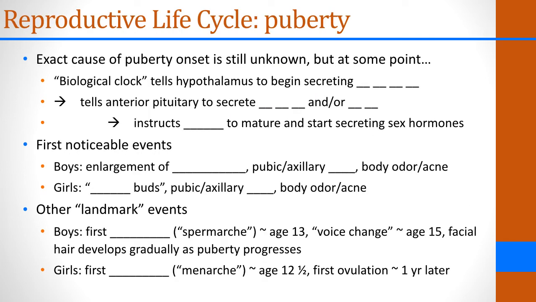The next step we're going to talk about in the reproductive life cycle is puberty. So surprisingly, the exact cause of puberty onset is still unknown, but at some point, the biological clock is going to tell the hypothalamus to start secreting GnRH, and that's going to tell the anterior pituitary to secrete FSH and/or LH. And this will ultimately instruct the gonads to mature and start secreting sex hormones.